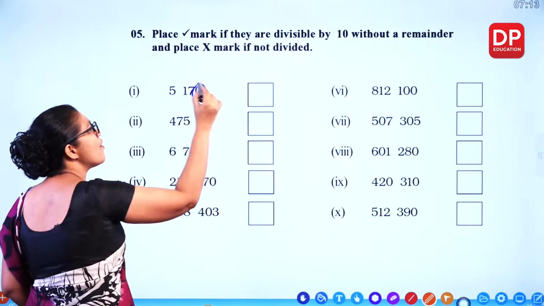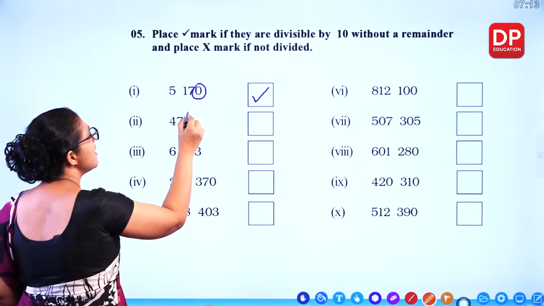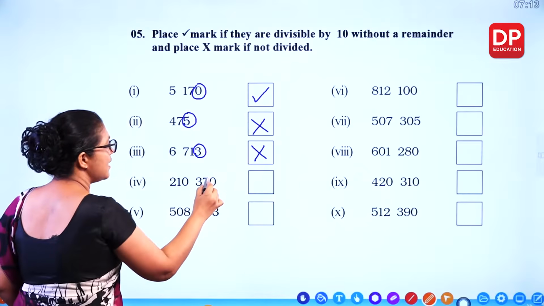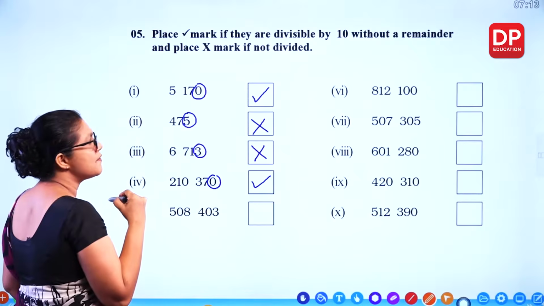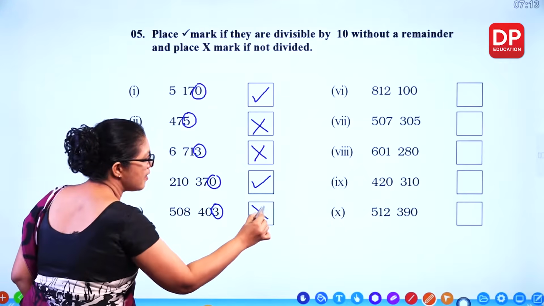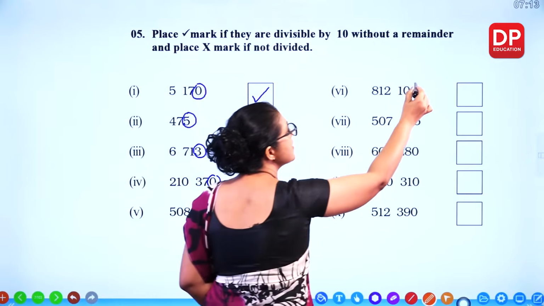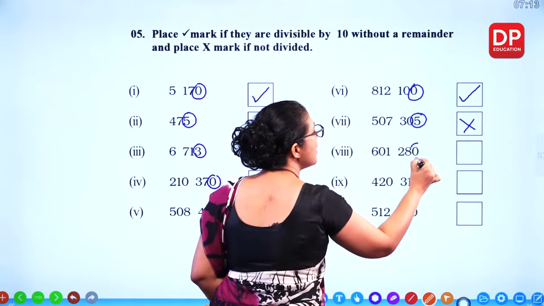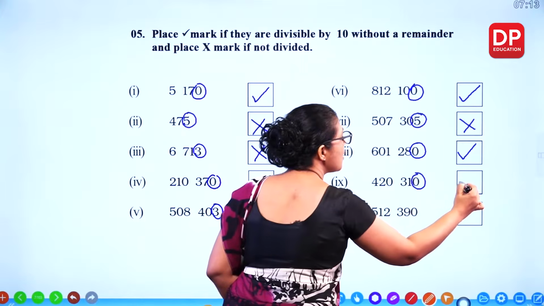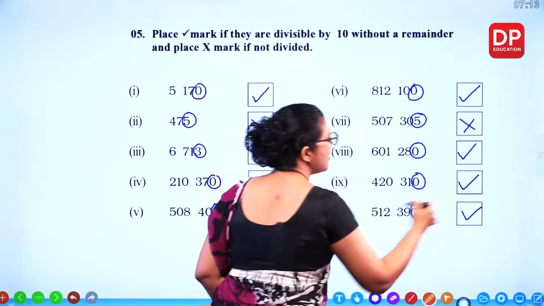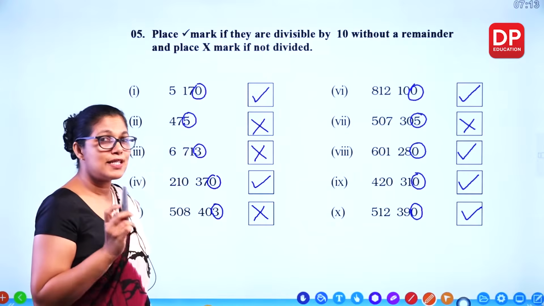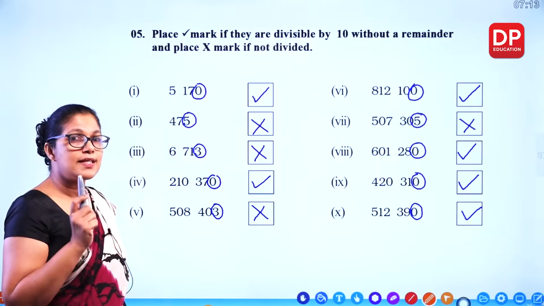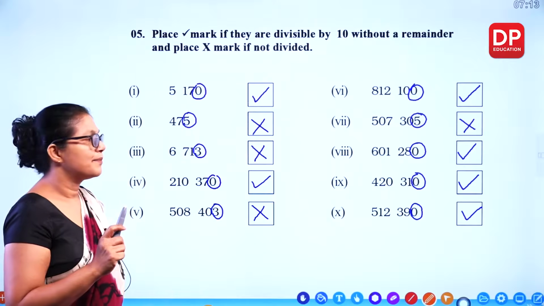So last digit is 0. So it's divisible by 10. Here 5 not divisible. 3 also not divisible. In this number 0 is there. It's divisible by 10. Here not. In this one, yes, 0 is there. So it's divisible by 10. 5, no. Here 0, yes, and this one also yes. Here also divisible by 10. So how do we identify whether the number is divisible by 10? Look at the last digit. If it is 0, it's divisible by 10.